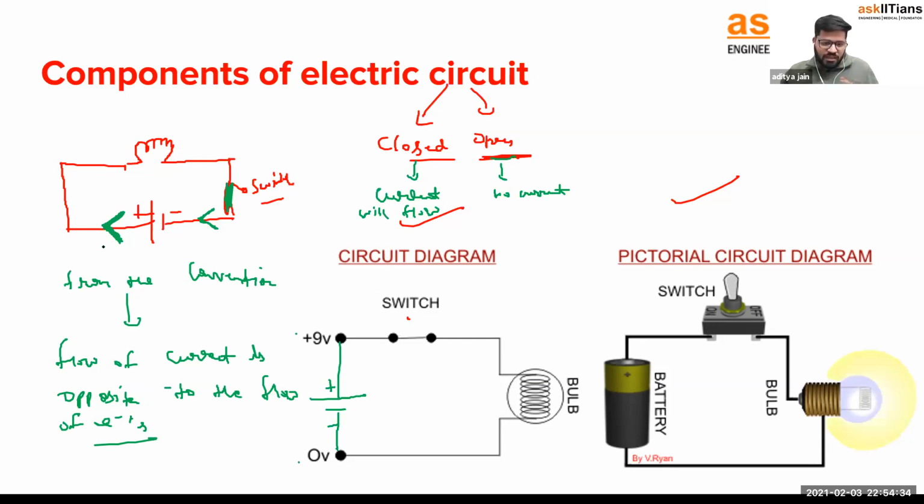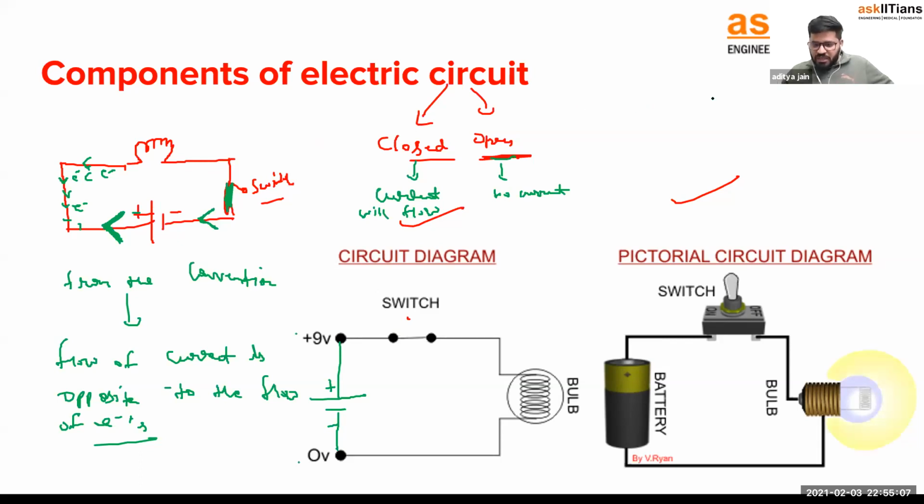Suppose in this circuit, current is flowing from positive to negative. Current always flows from positive to negative terminal. So if current is flowing like this, the motion of electrons will be like this. They are moving in this direction, anti-clockwise. If current is flowing in the clockwise direction from positive to negative, then electrons are supposed to flow in the anti-clockwise direction. That's why the direction of current in the circuit is opposite to the direction of flow of electrons. Clear? When the switch is closed, current will flow. When the switch is open, the circuit is incomplete, so current will not be there.